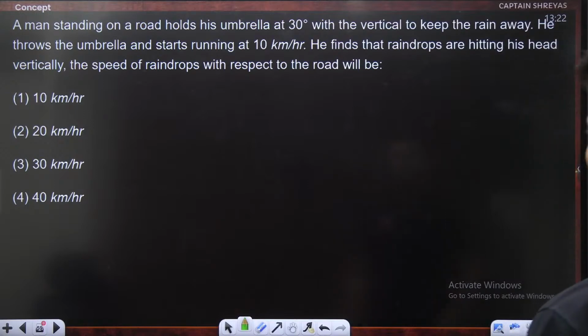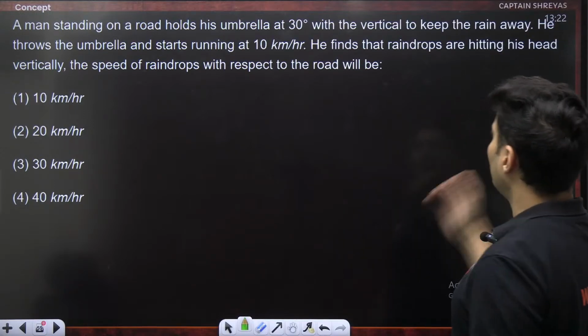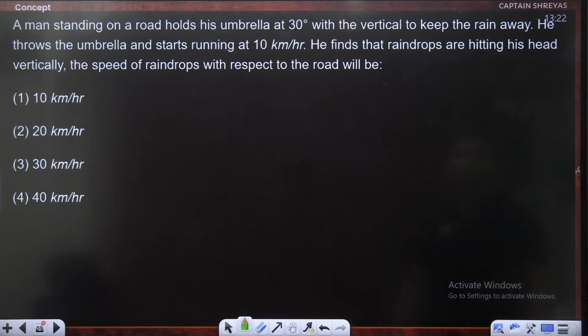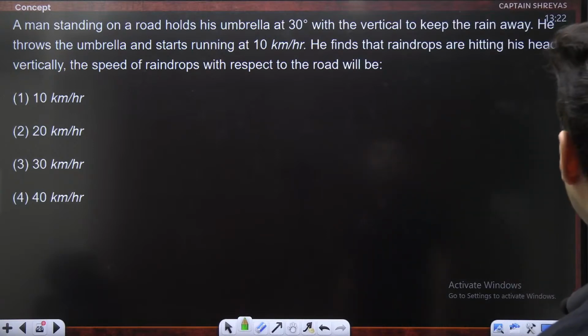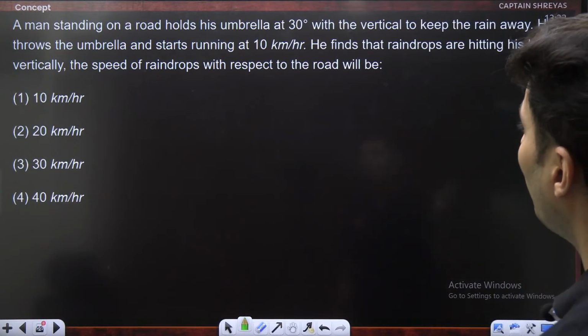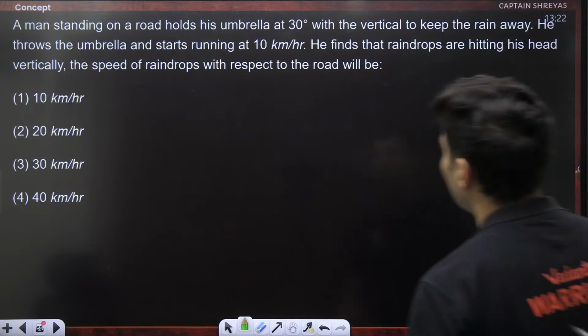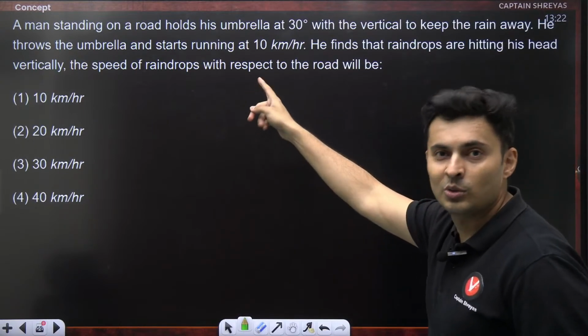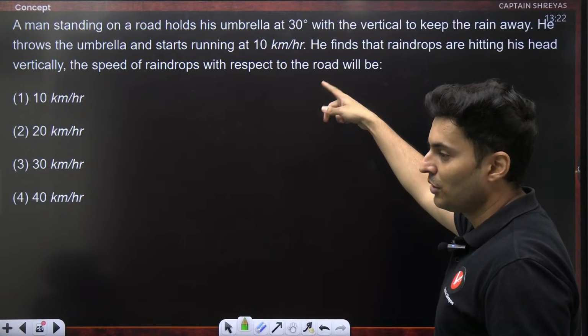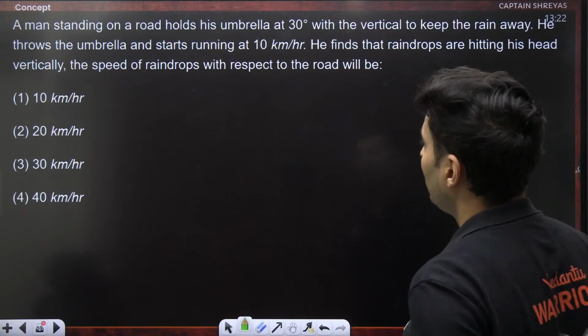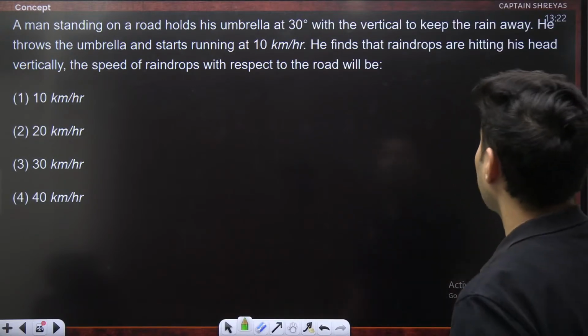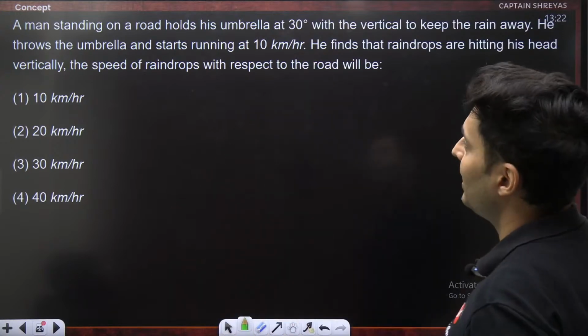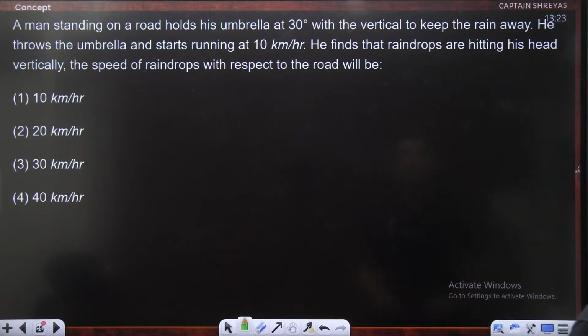Man standing on the road holds the umbrella at 30 degrees with the vertical to keep the rain away. Rain, rain, go away. Okay, he throws the umbrella, wow, and starts running. Man, I like this person. Cool. He did not hold the umbrella. He ran in the rain. Very good. At a speed of 10, he finds the raindrops are hitting his head vertically. Okay, fine. The speed of the raindrops with respect to the road will be how much?